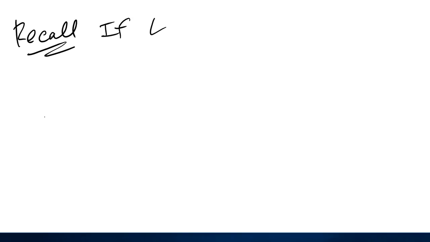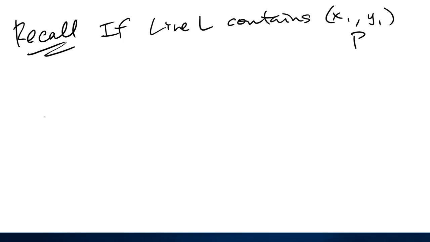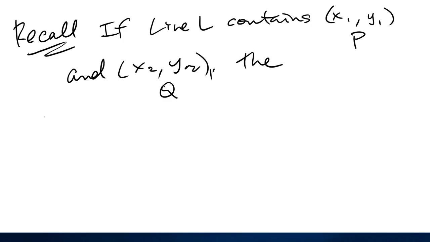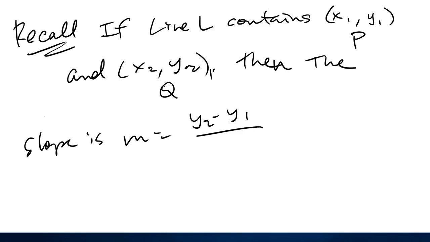So let's go back to some algebra, okay? So let's recall some stuff. It's very simple stuff. I think you remember it. So if line L contains the points, let's say x1, y1, let's call that P, and the points x2, y2, let's call that Q, then the slope is m equals y2 minus y1 over x2 minus x1, okay?